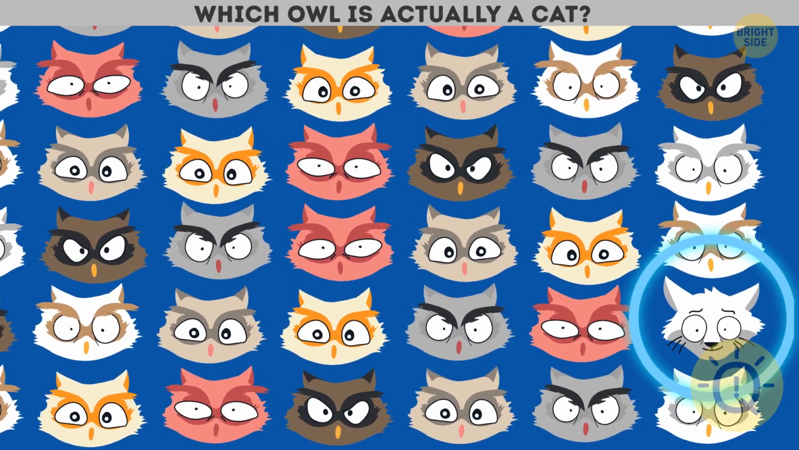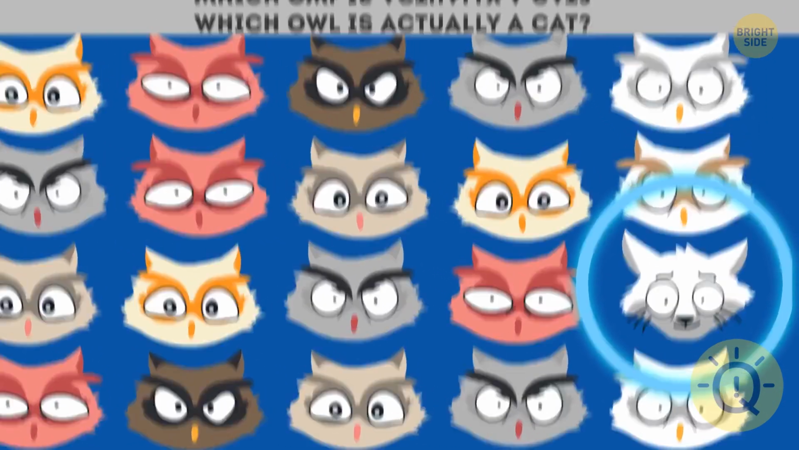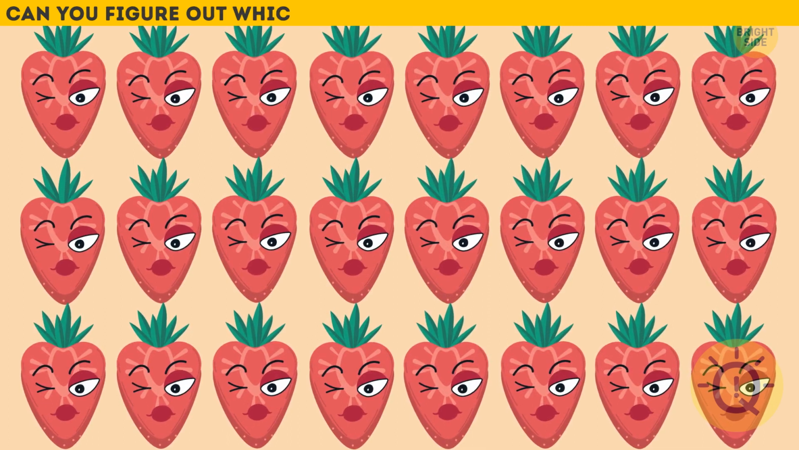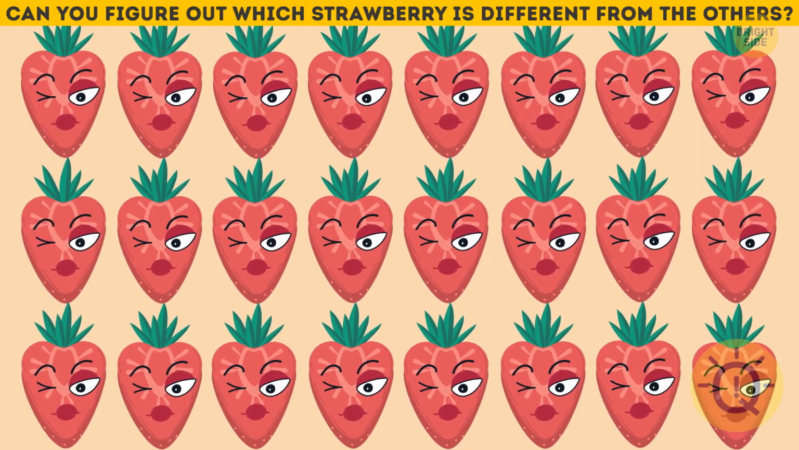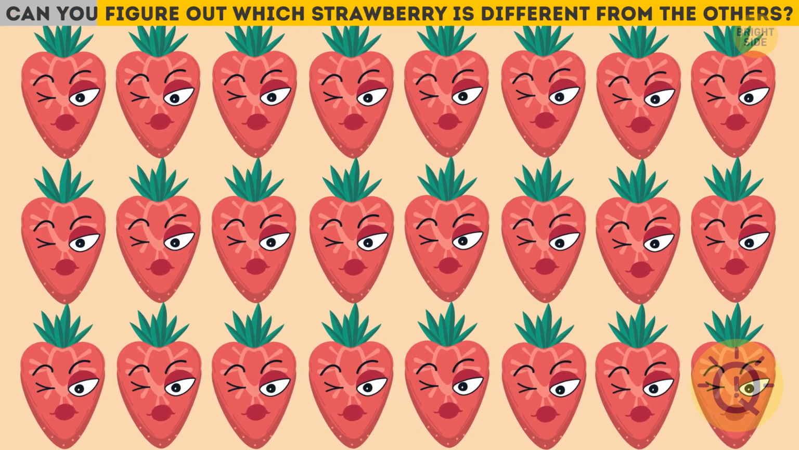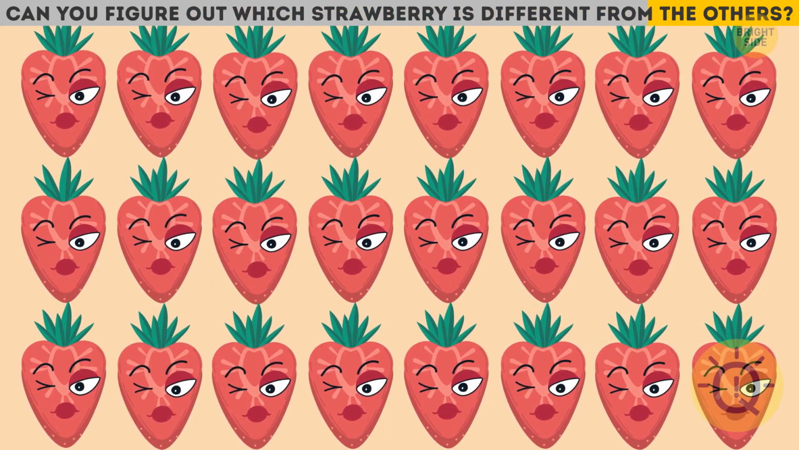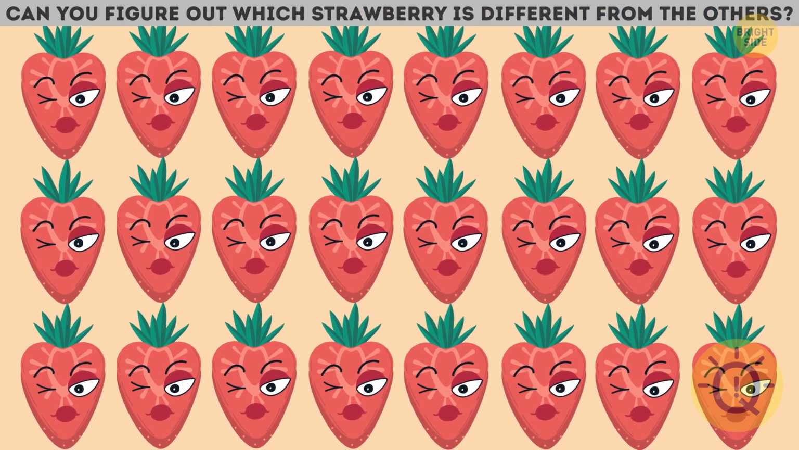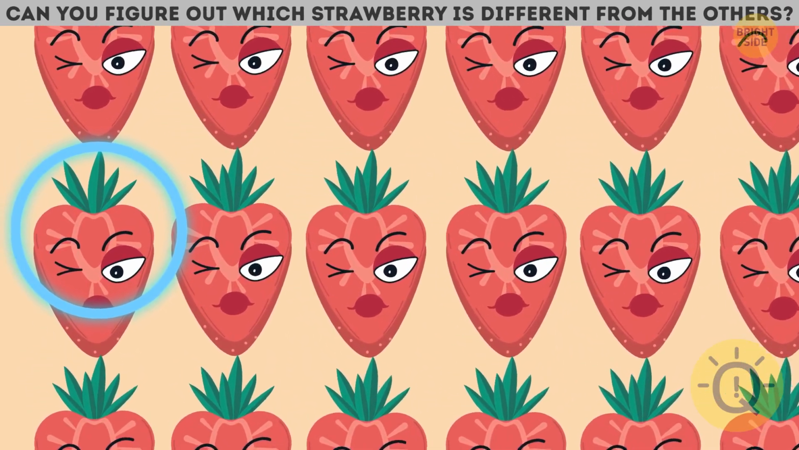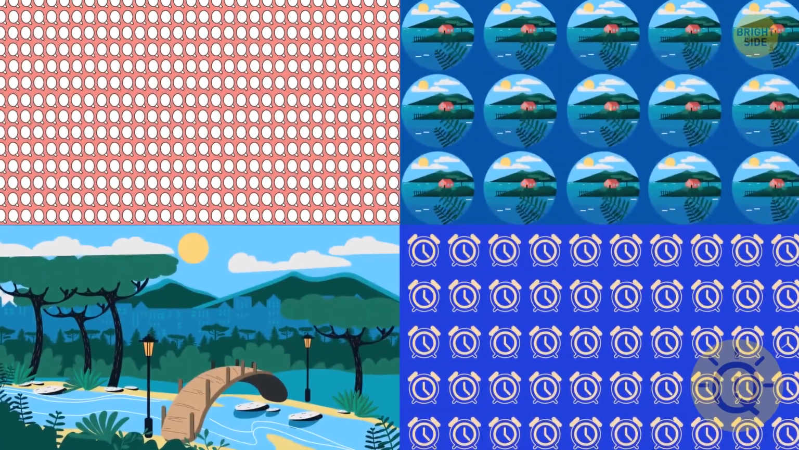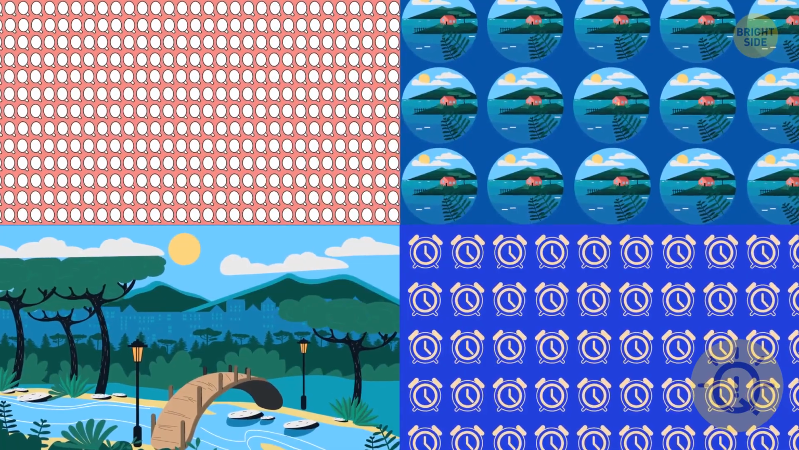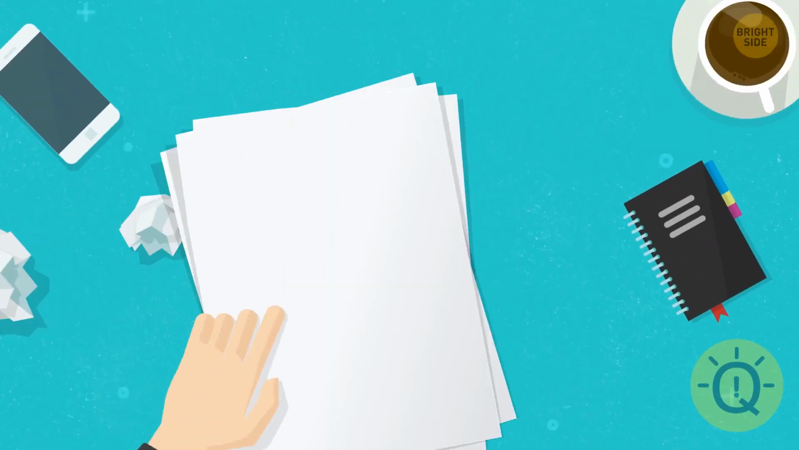Ah, the gray one. Instead of a beak, it has a nose and mouth. Number 48. Can you figure out which strawberry is different from the others? Oh, this one? Now I see. Wow, to tell you the truth, this level made me sweat. And now I'm looking forward to finding out my results.